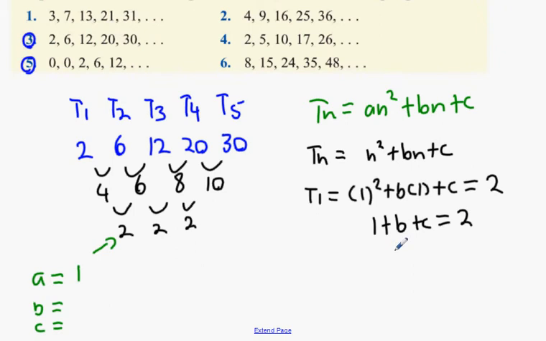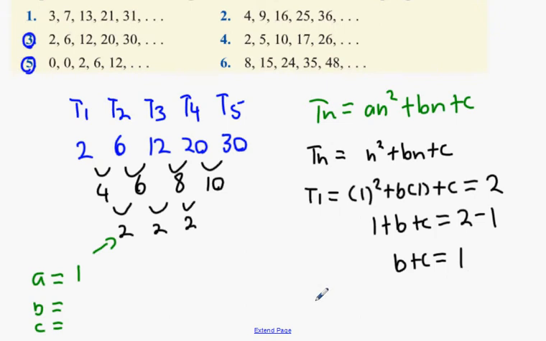What happens to the number 1? It goes to the other side and becomes minus 1. And when it becomes minus 1, b plus c equals 1. That's one of the equations, okay?